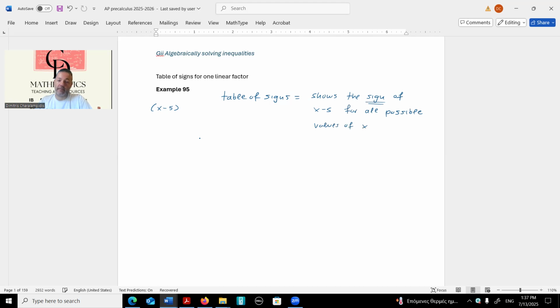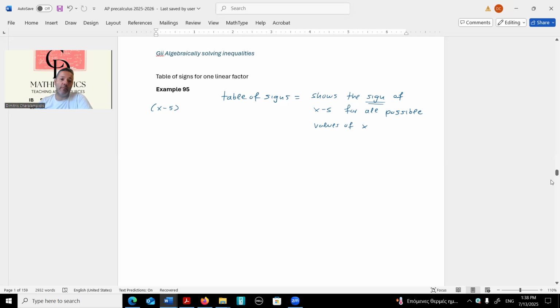of x. For instance, if x is 10, then x minus 5 would have been 10 minus 5 equals 5, therefore positive. If x is negative 20, x minus 5 would have been negative 20 minus 5, which is negative 25, and therefore negative. So we will do that for all possible values of x, and we will gather all this information on one table.